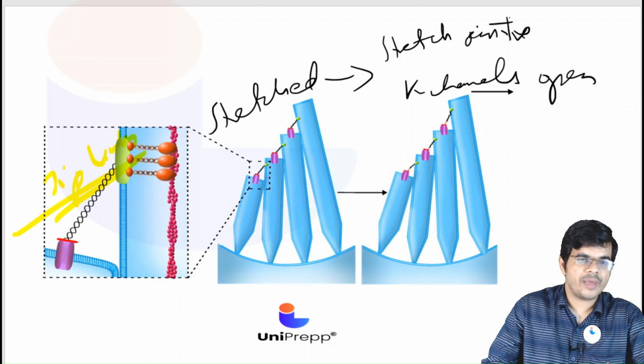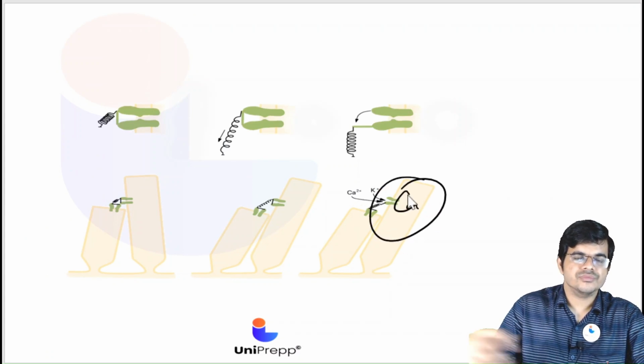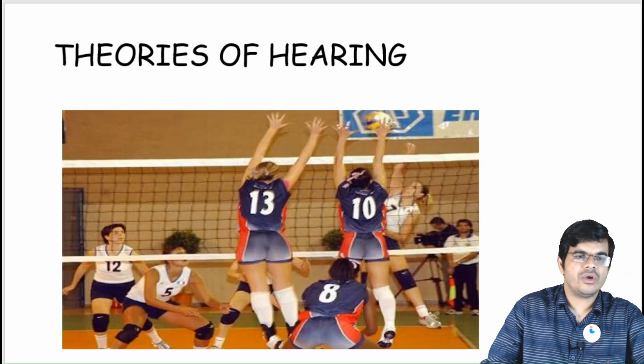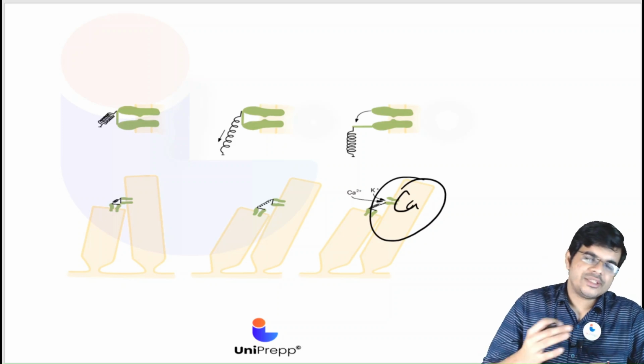And because of that, what happens? The voltage gated calcium channels open. Okay, because of that, calcium channels open, and because of the opening of the calcium channels, what happens? The neurotransmitters get released. Okay, so that's about the transduction mechanism.